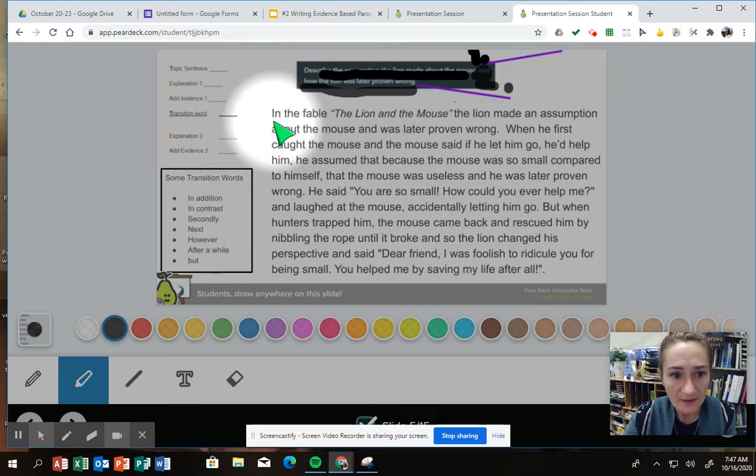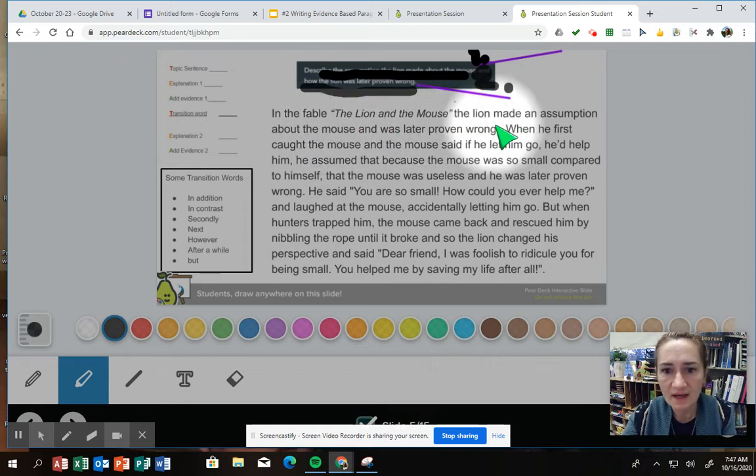Okay, here we go. In the fable, The Lion and the Mouse, the lion made an assumption about the mouse and was later proven wrong. When he first caught the mouse, and the mouse said if he let him go, he'd help him, he assumed that because the mouse was so small compared to himself, that the mouse was useless, and he was later proven wrong. He said, quote, "You are so small, how could you ever help me?" and laughed at the mouse, accidentally letting him go.